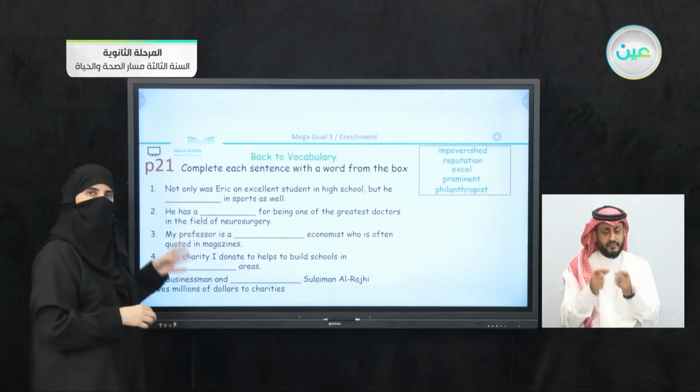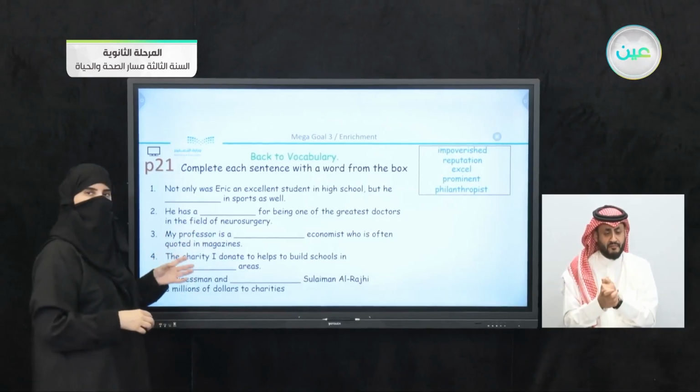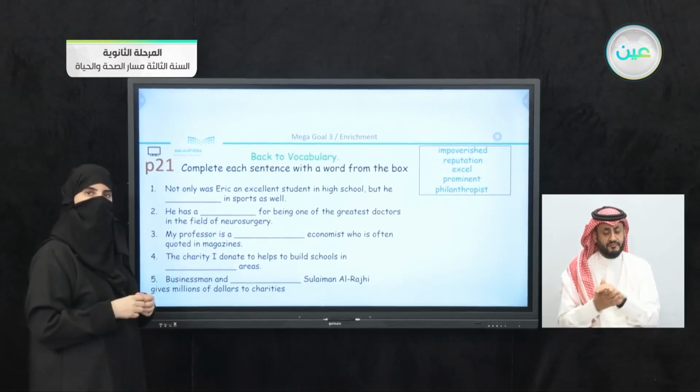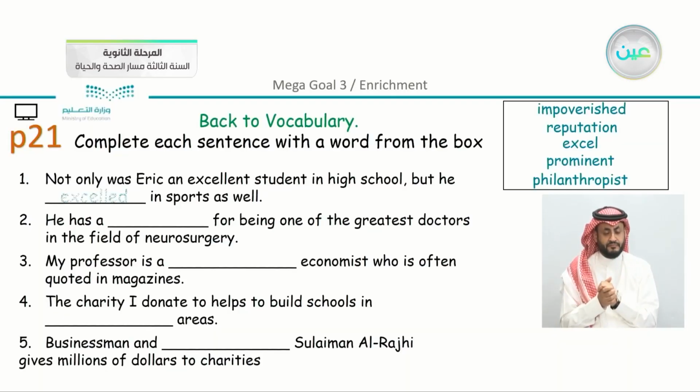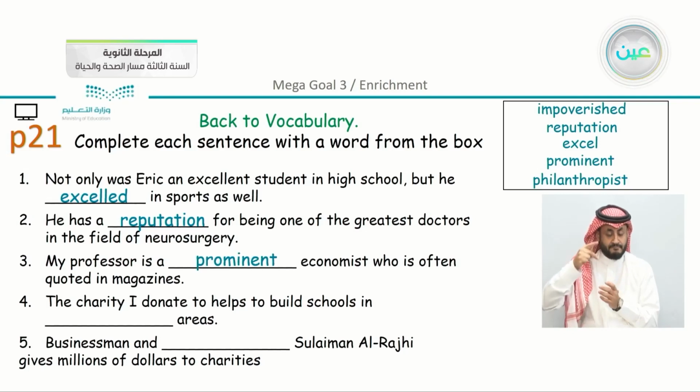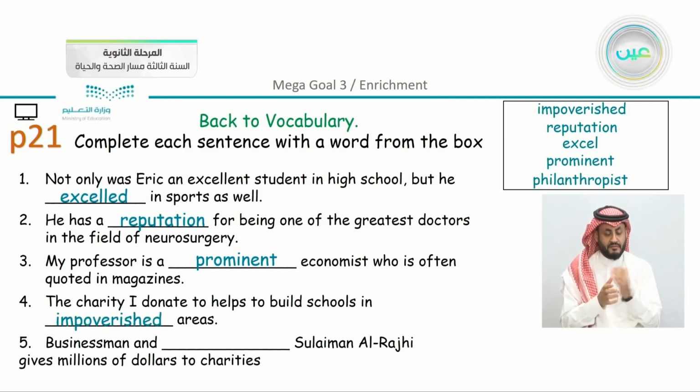Okay, if you just recall the exercise here, now just to check your answers and make sure that you are on the right track here. We have the first one. Not only was Eric an excellent student, but he excelled. He has a reputation for being one of the greatest neurosurgeons. My professor is, we can say, a prominent economist. The charity I donate to helps to build schools in impoverished areas. And the last one, if you recall, businessman and philanthropist Sulaiman Rajhi.